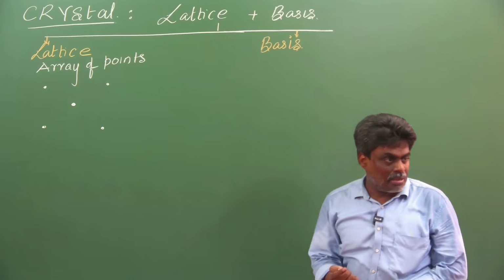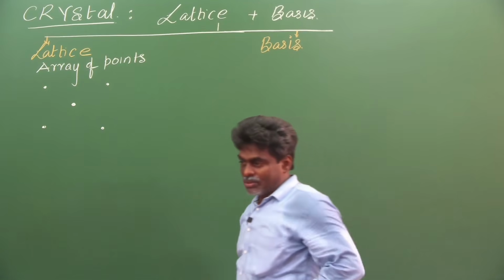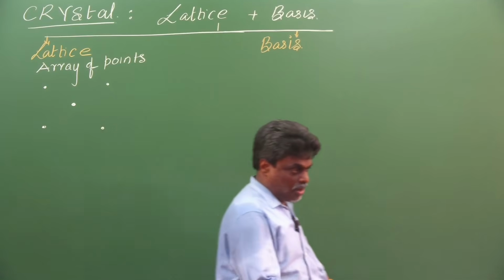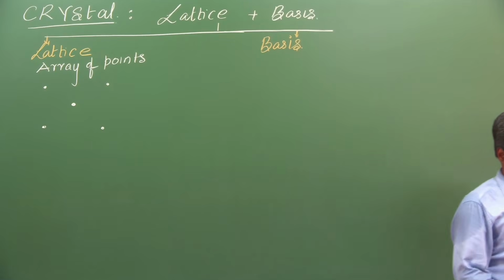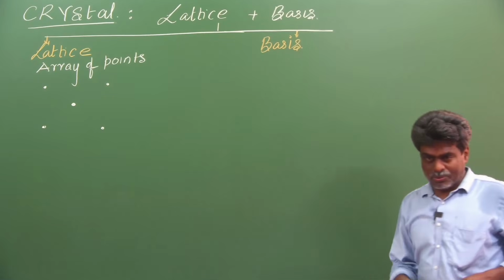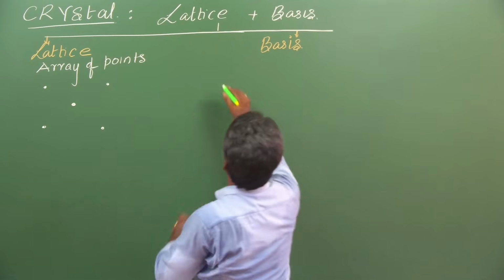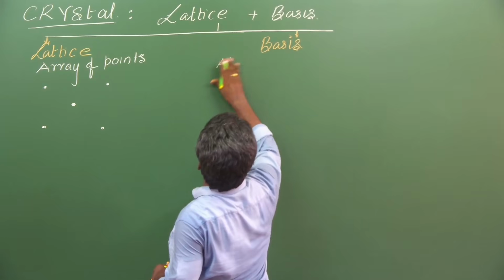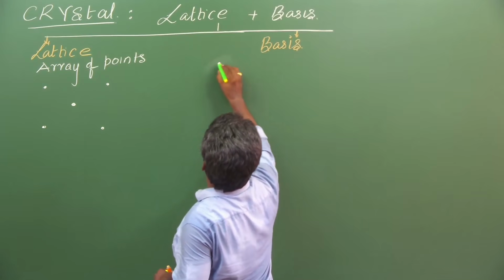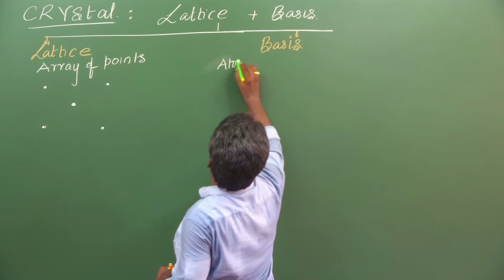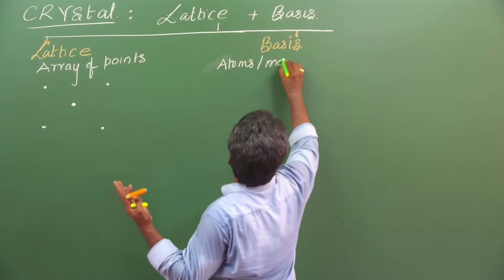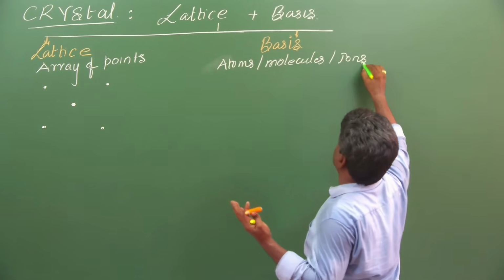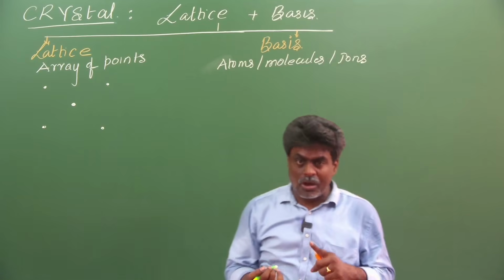Now come to basis. What is meant by basis? In this classroom, you have lattice or benches. You are all what? Basis. You are the atoms or molecules, whatever it is. So, basis means a group of atoms, or molecules or ions, anything you can take.